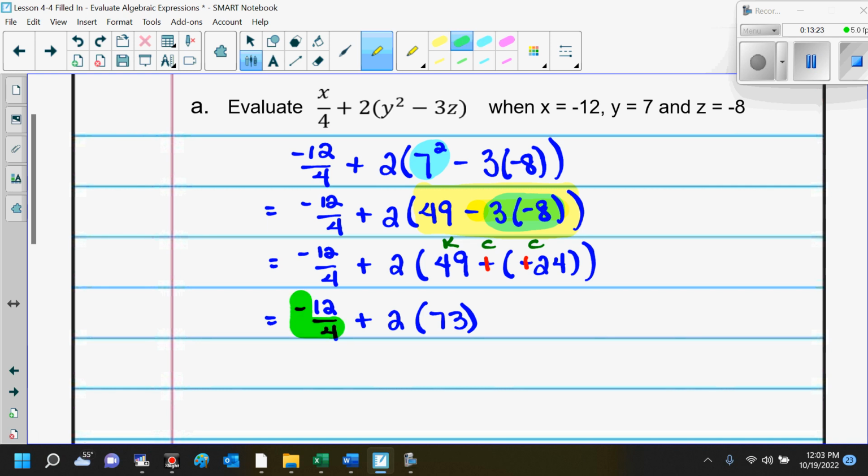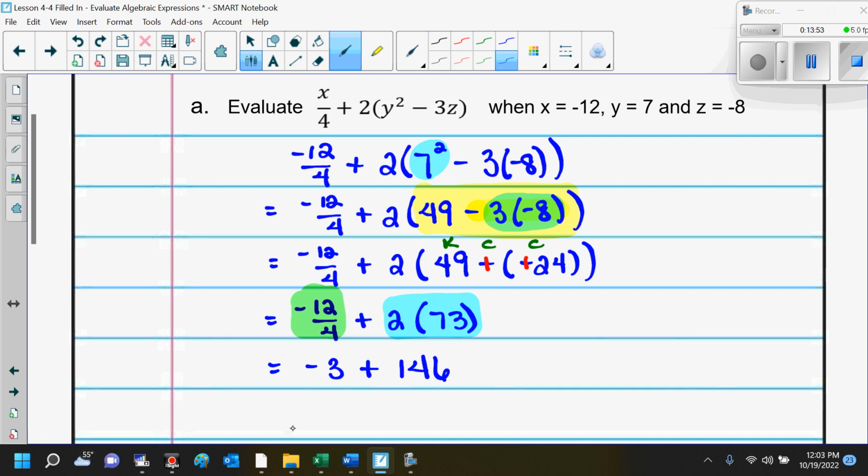Negative 12 divided by 4. So now, we've got, what's negative 12 divided by 4? Negative 3. Plus, can I do this one over here now? It's left to right, right? So now, what is 2 times 73? 146. And now I've got negative 3 plus 146.